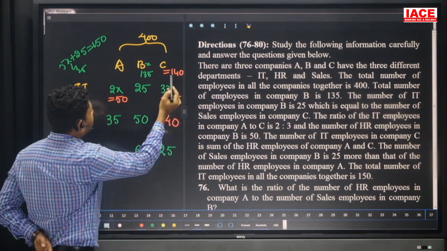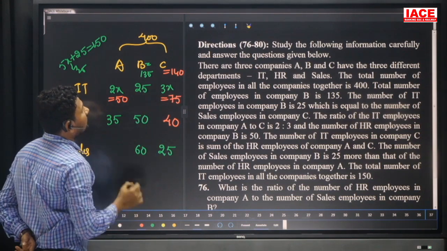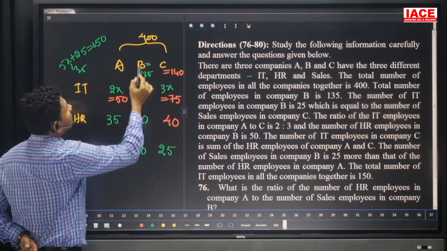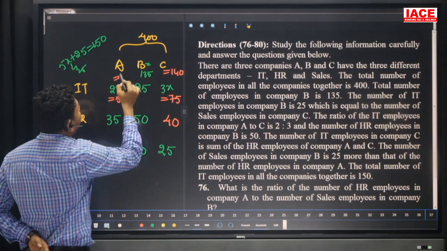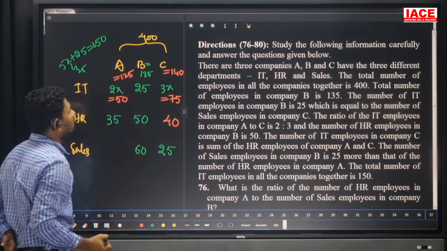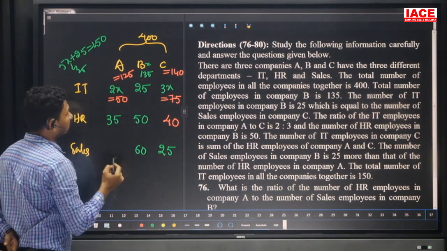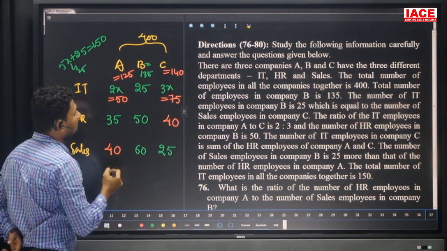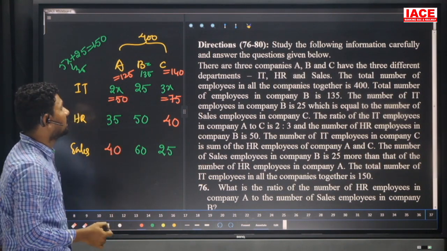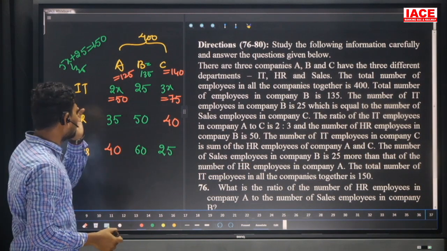140 and 135, total is 275. 275 is removed from the 400, we will get 125. A total value is 125. Here 50 plus 35, 85. 85 removed from the 125, the value is 40. Now each sector is filled by the given data. It's very useful for finding an answer.